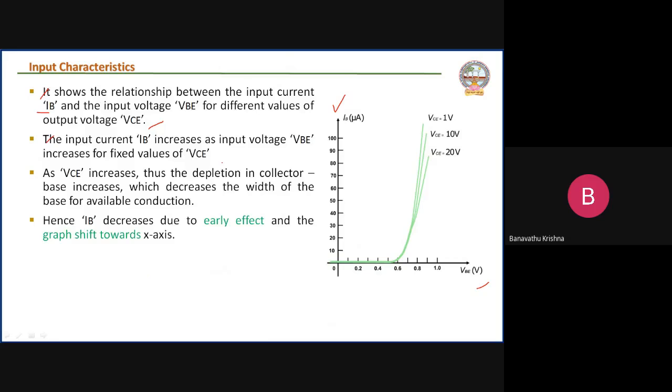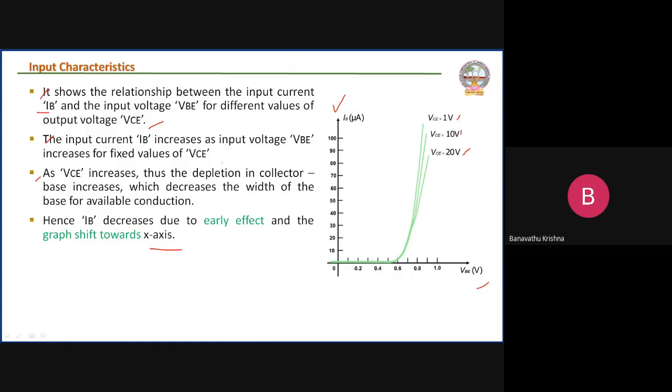As VCE increases, here VCE goes to 1 volt, 10 volts and 20 volts. As VCE increases, the depletion region in the collector base junction increases, which decreases the width of the base available for conduction in the base region. Hence, IB decreases due to the early effect and the graph shifts along the x-axis.